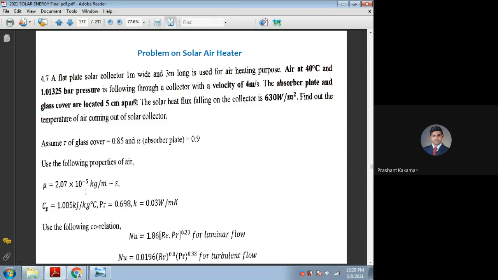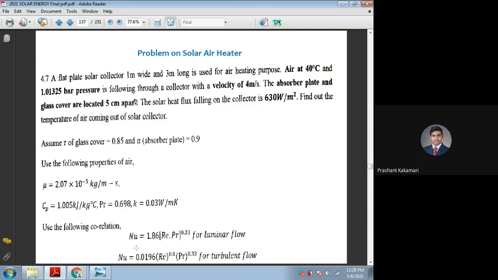See, properties of air is given. Assume transmissivity and absorptivity is also given. Dimensions of the flat plate collector and the inlet velocity and solar incident radiation. See how many parameters for finding only outlet temperature of the air. It is not m Cp delta T. By delta T one can find out outlet temperature. It's not so. It's some different thing.